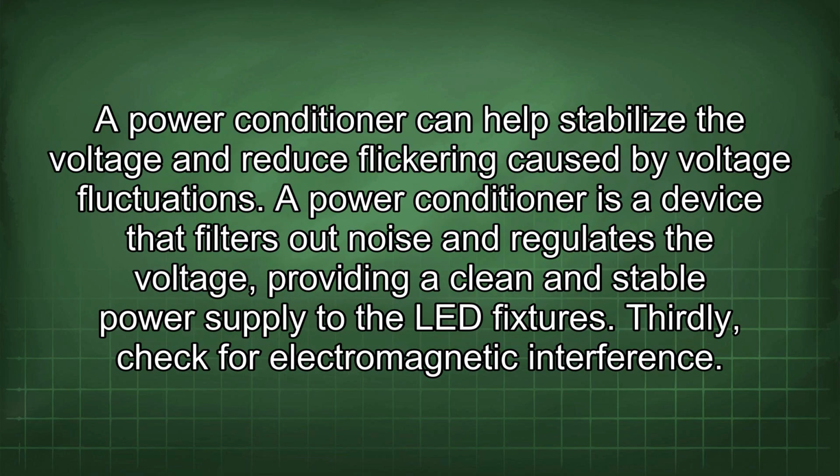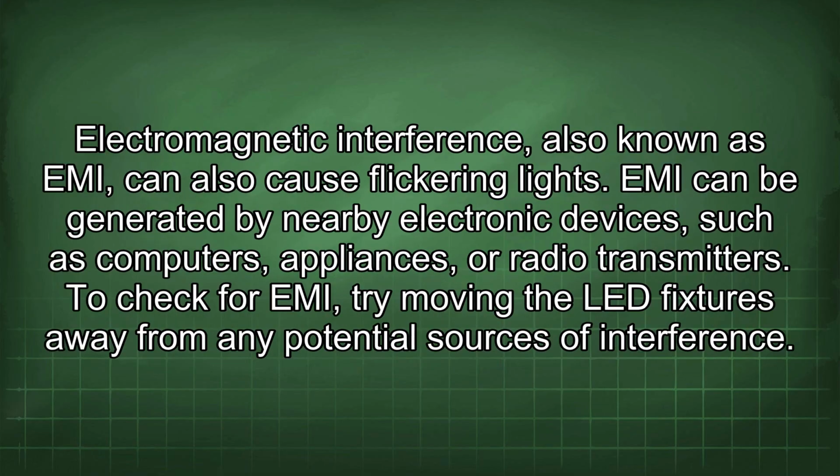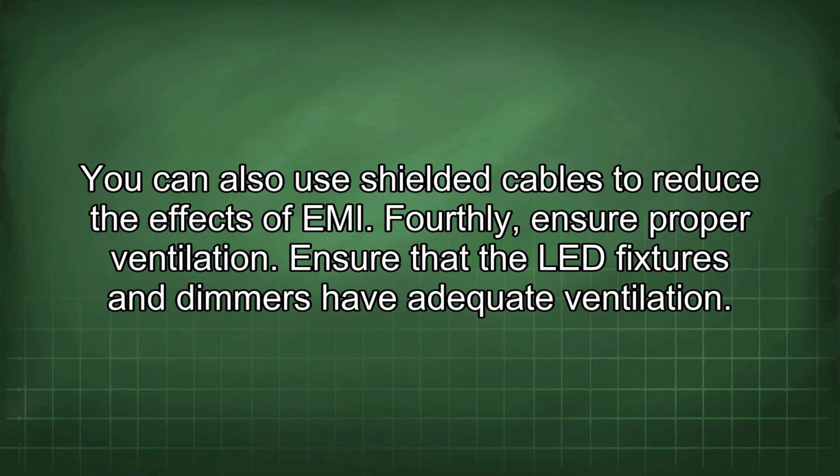Secondly, consider using a power conditioner. A power conditioner can help stabilize the voltage and reduce flickering caused by voltage fluctuations. A power conditioner is a device that filters out noise and regulates the voltage, providing a clean and stable power supply to the LED fixtures. Thirdly, check for electromagnetic interference. Electromagnetic interference, also known as EMI, can also cause flickering lights. EMI can be generated by nearby electronic devices such as computers, appliances, or radio transmitters. To check for EMI, try moving the LED fixtures away from any potential sources of interference. You can also use shielded cables to reduce the effects of EMI.